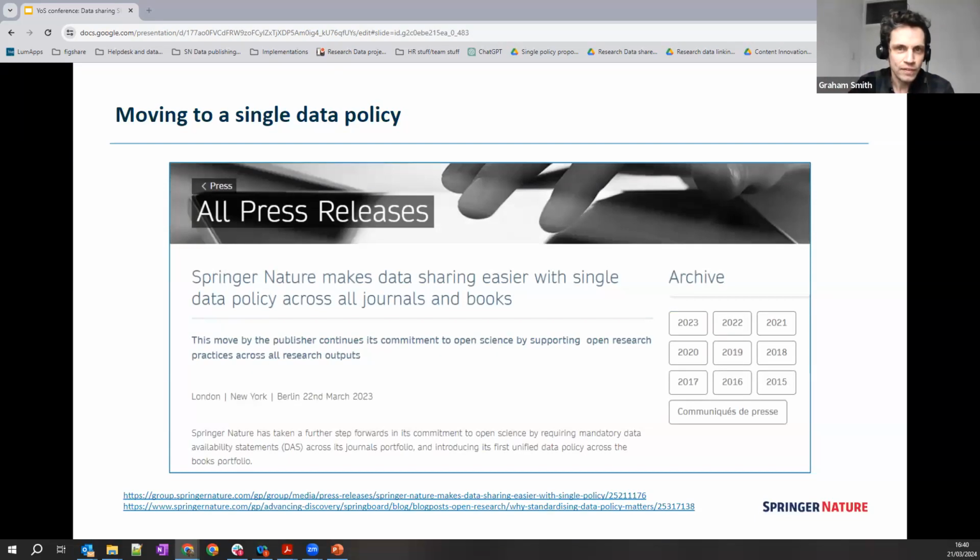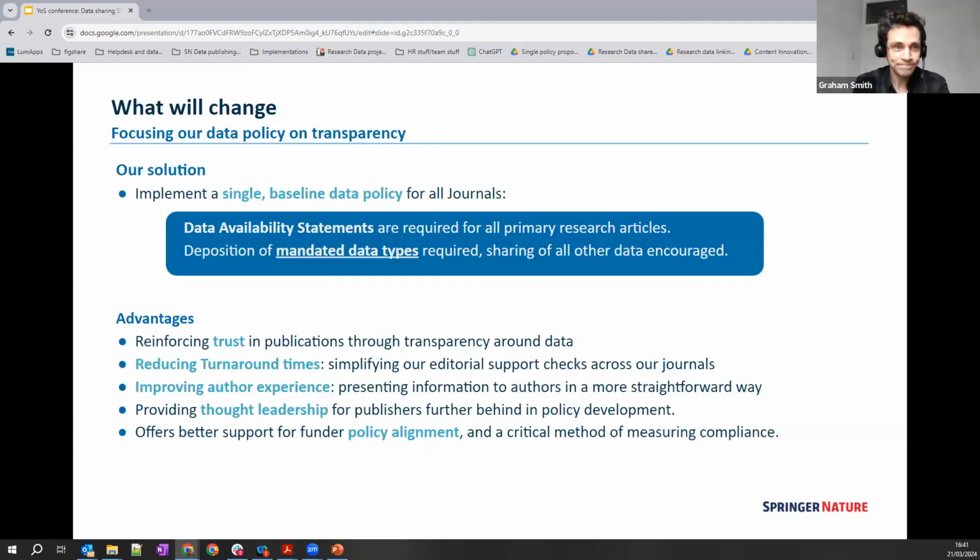So looking at policy first, Springer Nature was one of the first large-scale publishers to have a data policy framework. And we're actually one of the first to be able to move beyond that to having really a single level of policy across our research journals. So a year ago, we announced this move to a single policy, and we've been rolling it out ever since.